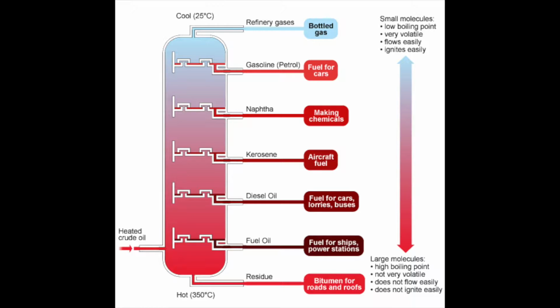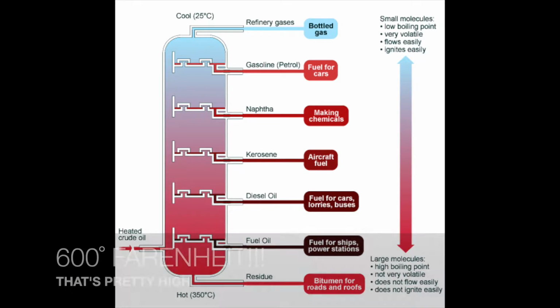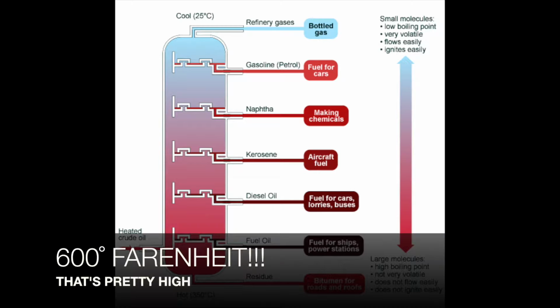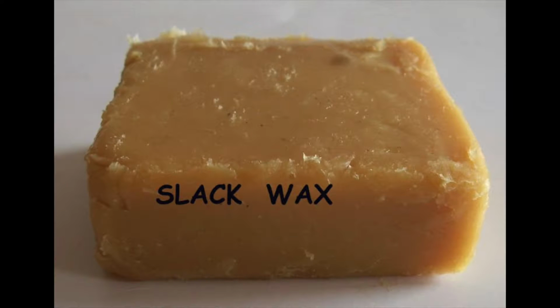There are trays within the chamber to collect the condensation of these substances. And one of these substances is oil lubricant. And since it has an intermolecular force of dispersion, it has a high boiling point of around 600 degrees Fahrenheit. And the byproduct of this is slack wax, and that is where paraffin wax comes from.